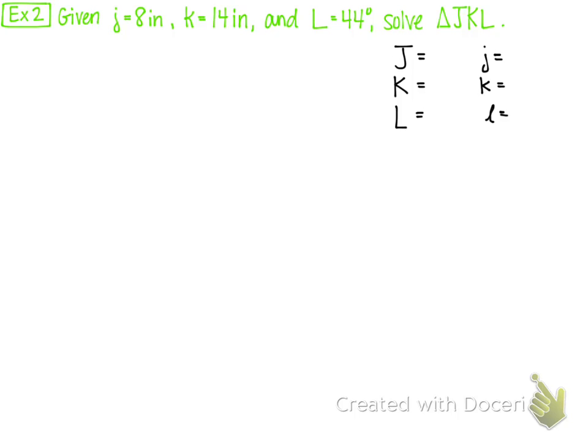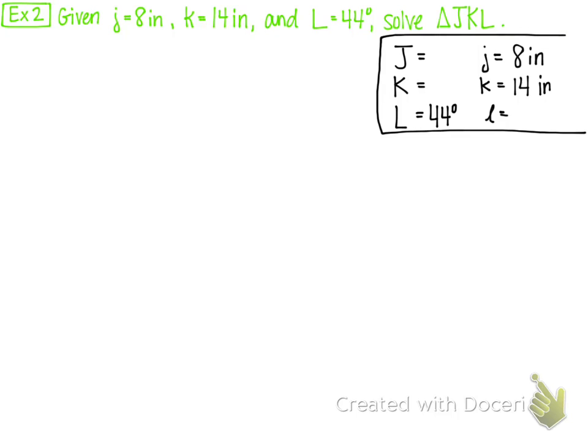Alright, let's fill out what we know about triangle JKL. We know that little j is 8 inches, little k is 14 inches, and big L is 44 degrees. Okay. So we've got to figure out which one we can actually find first.